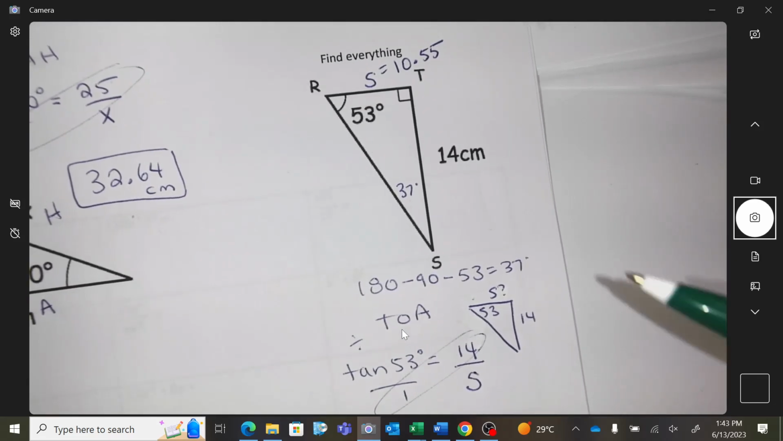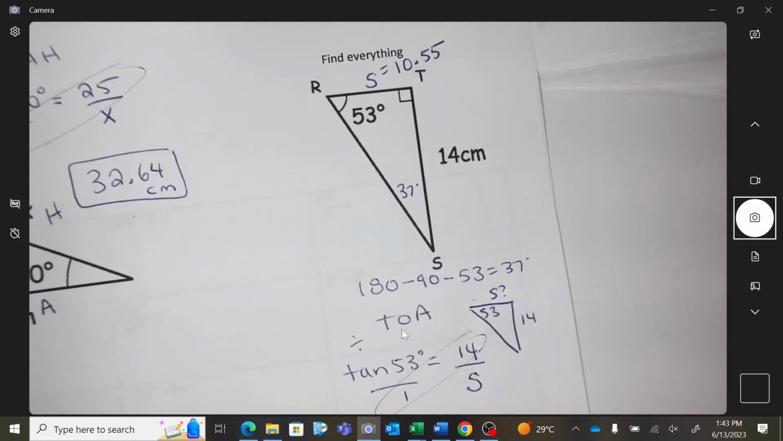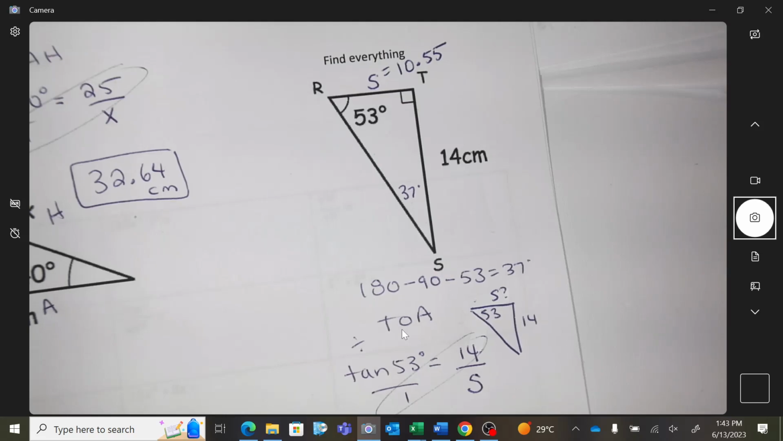So we have all of our angles. We have those two sides. You still need the long side. Okay, what do you want to do to get that last side? We can do, again, multiple things. What do you want to do?